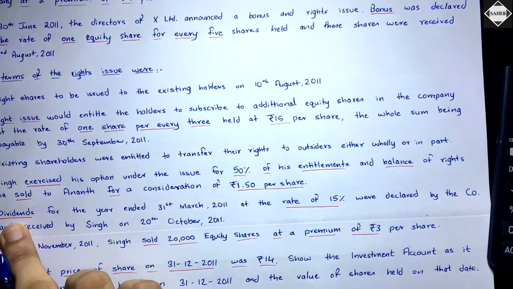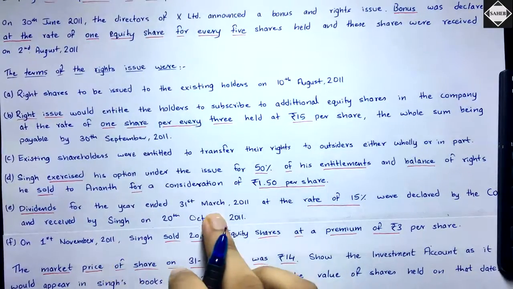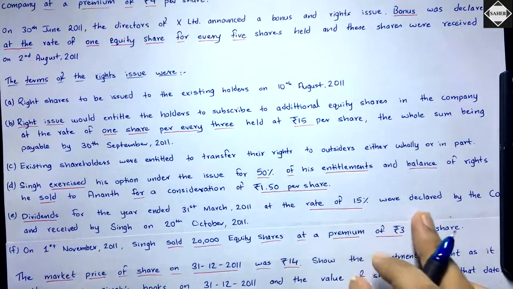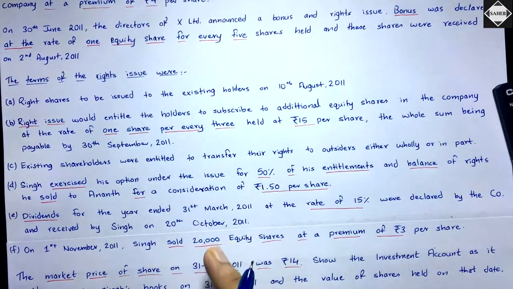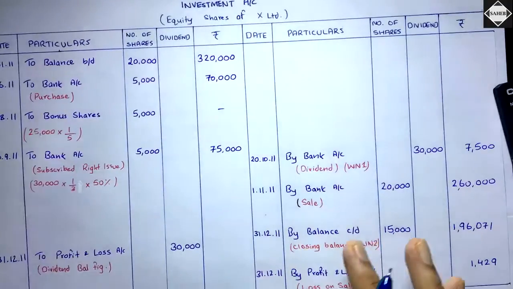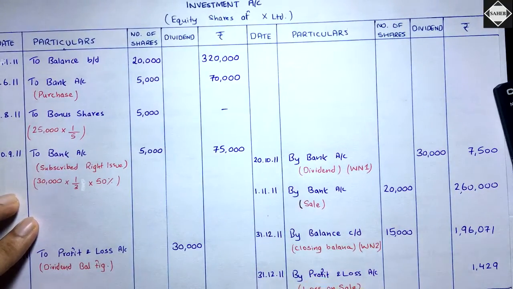See here, dividends for the year ended 31st March 2011 at the rate of 15% were declared by the company and received by Mr. Singh on 20th October 2011. Now regarding the dividend, I've already told you everything regarding dividend, yeah?